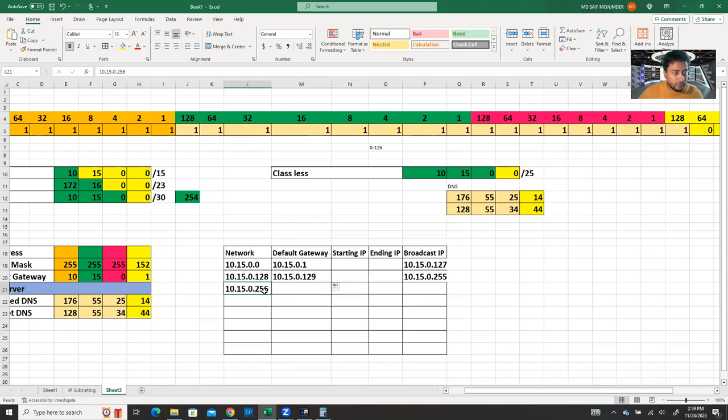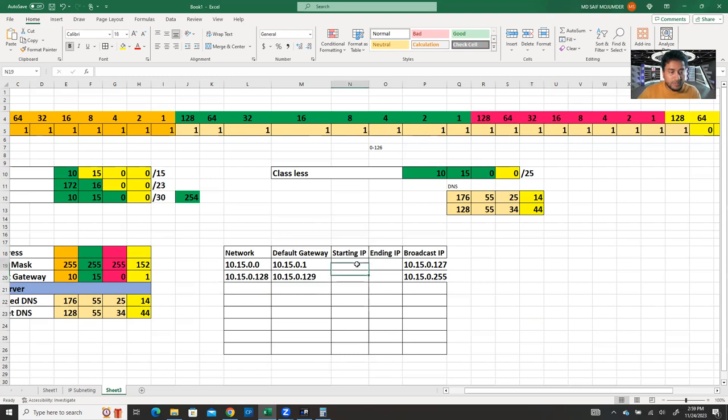And what should be your default gateway for this? Next number, right? So the next number is 257. So 257 cannot be a network or any IP, right? It's never, ever possible because you cannot go over, right? So that means it's not possible. So I deleted this one completely.